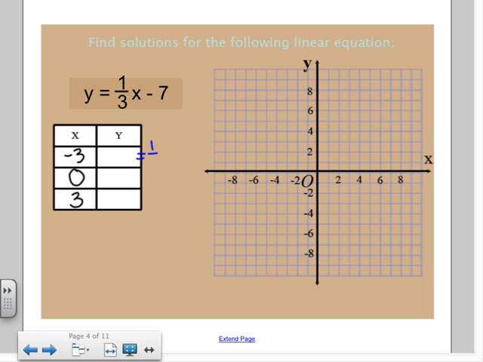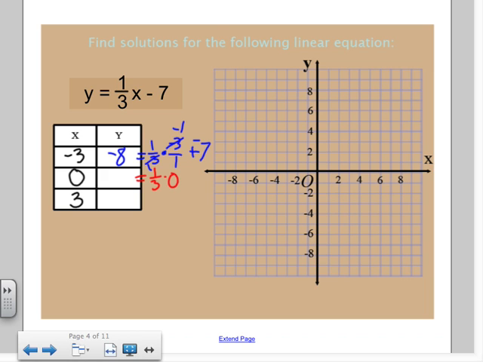I go 1/3 times negative 3. I'm going to put negative 3 over 1 minus 7. So look what happens. These 3's cancel out to a negative 1. Okay, so then it's negative 1 plus negative 7, negative 8. So by using a multiple of that denominator, I got it so that my y isn't a fraction. You want to avoid those fractions because that makes it very annoying to deal with, okay?